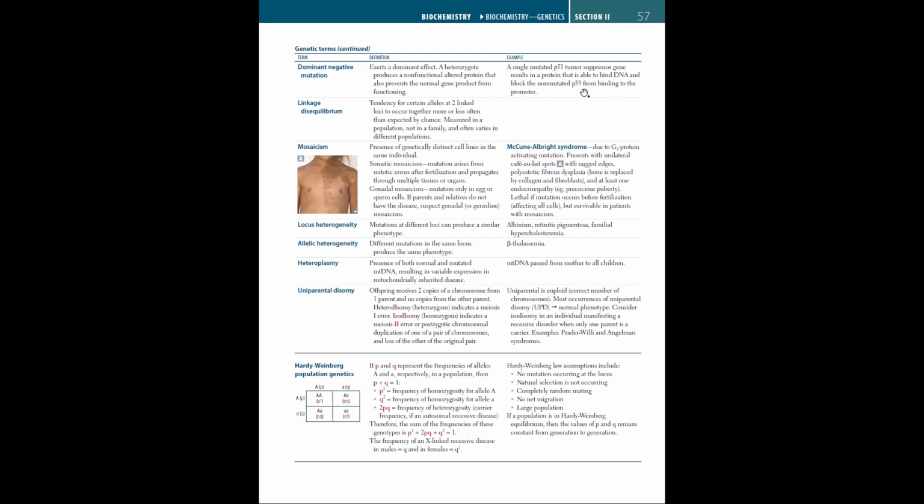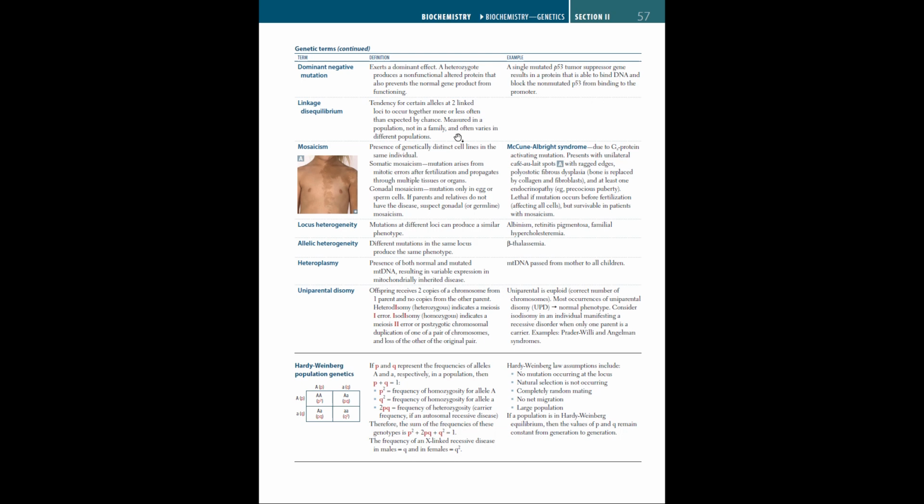Then we have linkage disequilibrium. This is the tendency for certain alleles at two linked loci to occur together more or less often than expected by chance, measured in a population, not in a family, and often varies in different populations. Basically, linkage disequilibrium, or LD, is the correlation between nearby variants such that the alleles at neighboring polymorphisms are associated within a population more often than if they were unlinked.